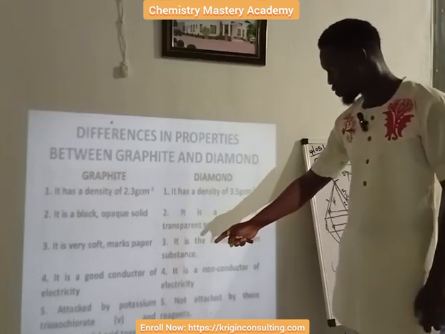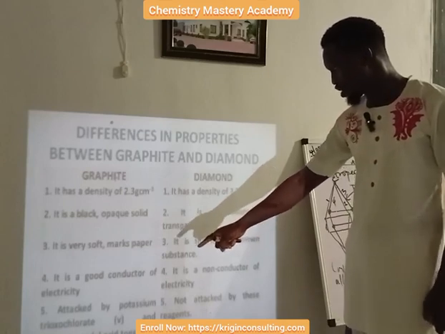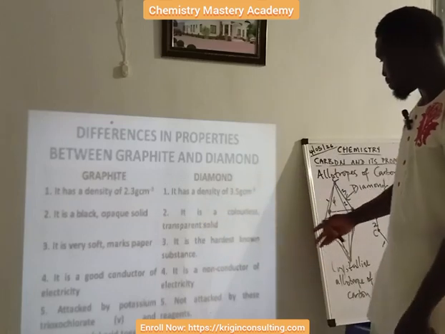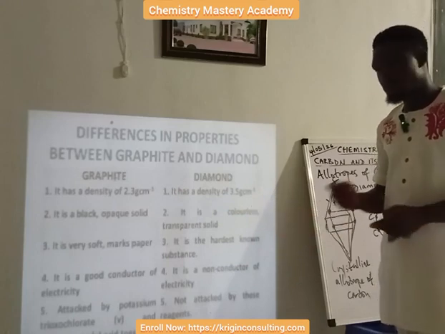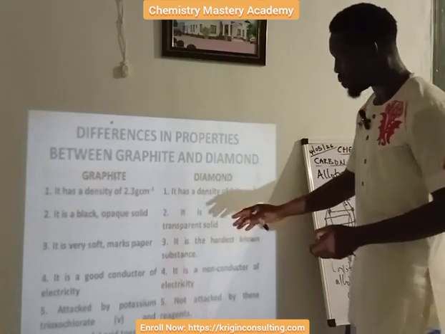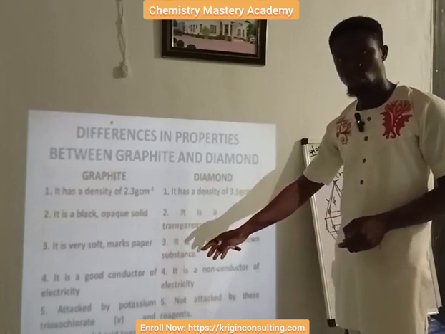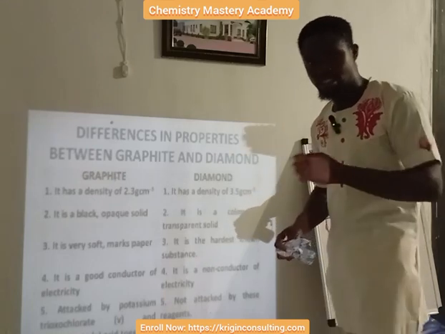Then graphite is attacked by potassium chlorate(V) and nitric(V) acid together, while diamond is not attacked by this what? Substance. So it means that if I take graphite now and I bring it to a place where you have chlorate(V) or nitric(V) acid, what will happen? This substance is going to what? Attack the graphite.